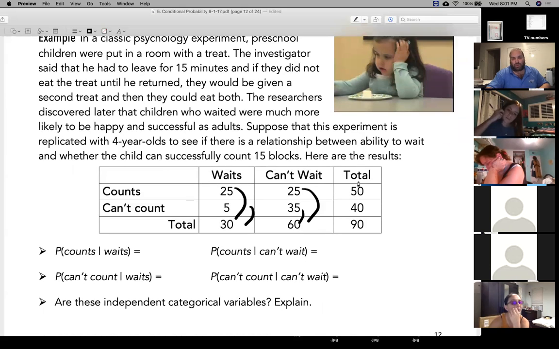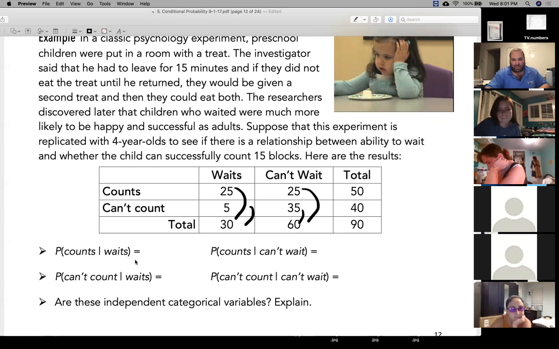How many children were investigated in this study, by the way? 90. Of those 90, how many were able to wait? 30. Okay, how many were able to count? 50. This is for independence, not dependence. Okay, so we understand what's going on in the table.